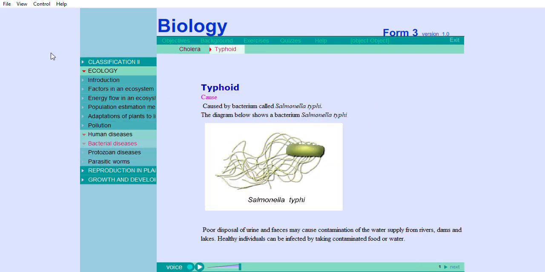Typhoid. Cause. It is caused by a bacterium called Salmonella typhi. The diagram below shows the bacterium Salmonella typhi. Poor disposal of urine and feces may cause contamination of the water supply from rivers, dams, and lakes. Healthy individuals can be infected by taking contaminated food or water.